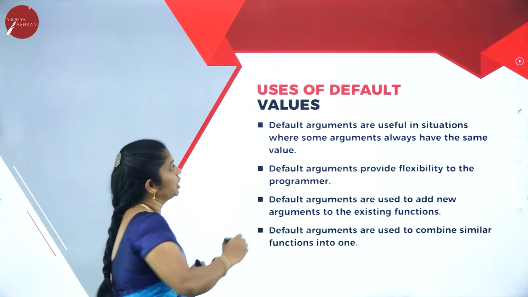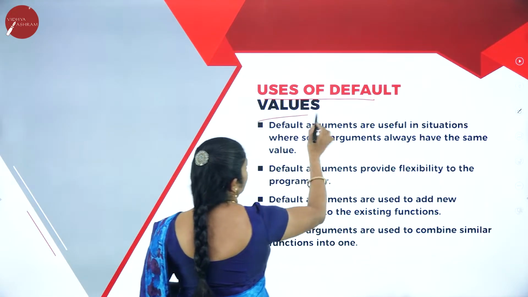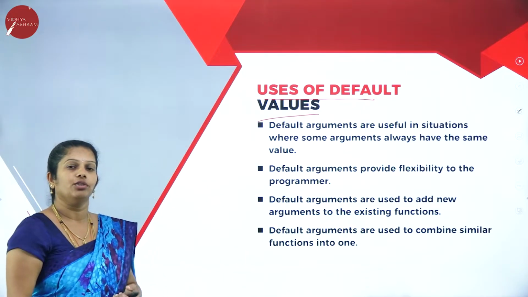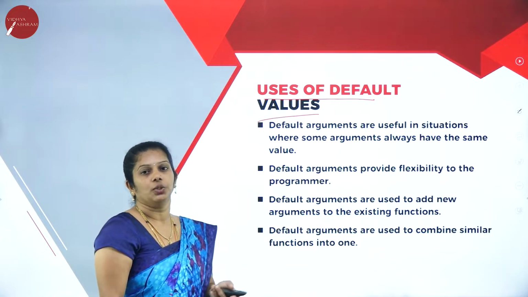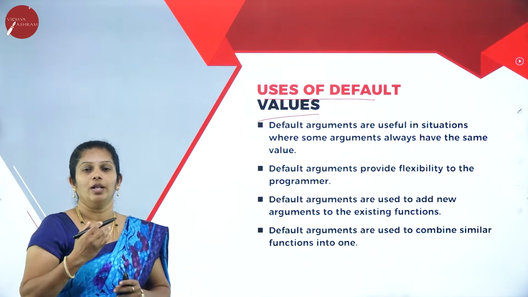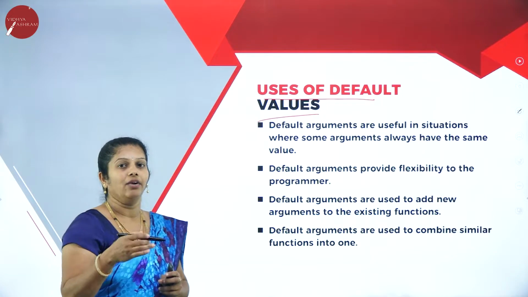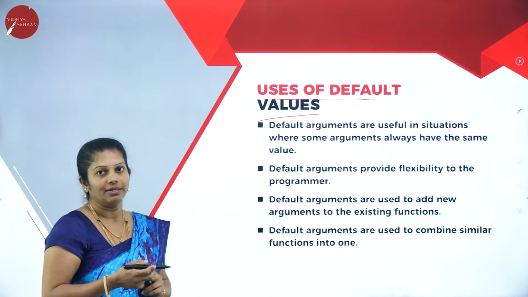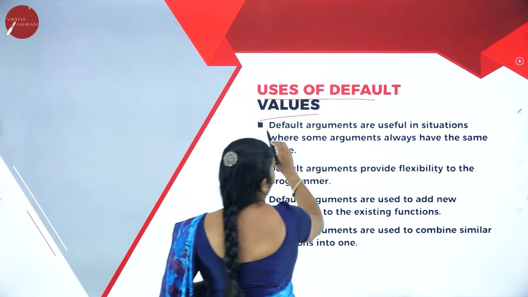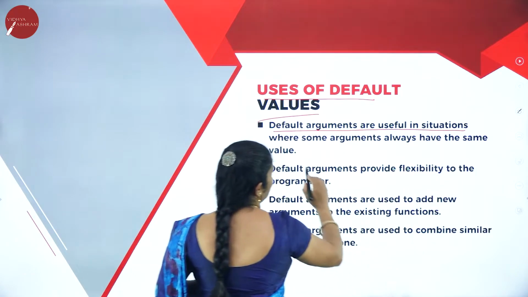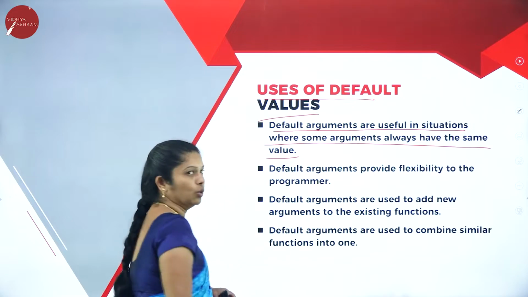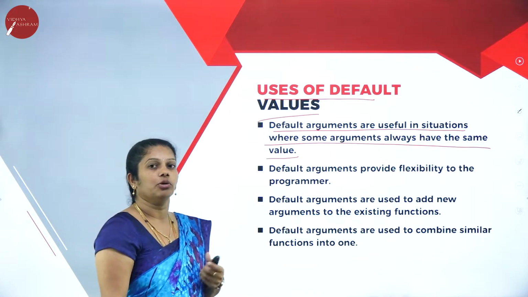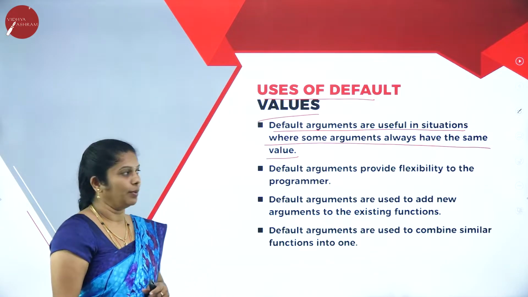Next, when we come to the uses of default values, I already told you that if you do not pass the values from the main program to the subprogram, or from one function to another function, then the default value will help to pass the value and we can easily calculate our result here. Default arguments are useful in situations where some arguments always have the same values. Whenever it takes the same values, at that time we use these default arguments.